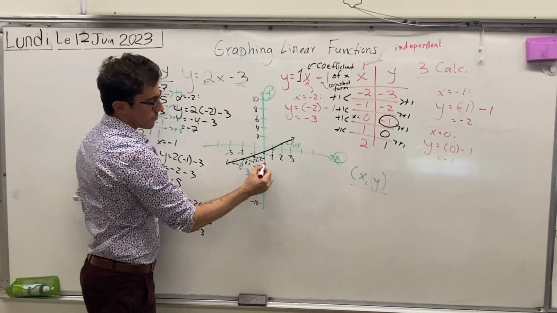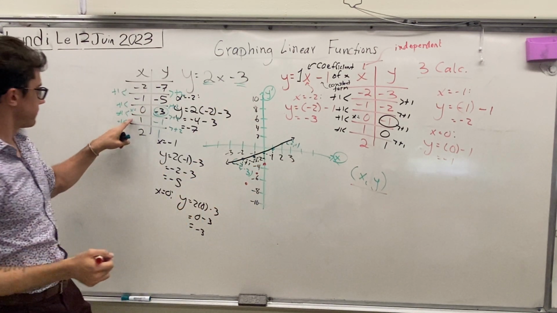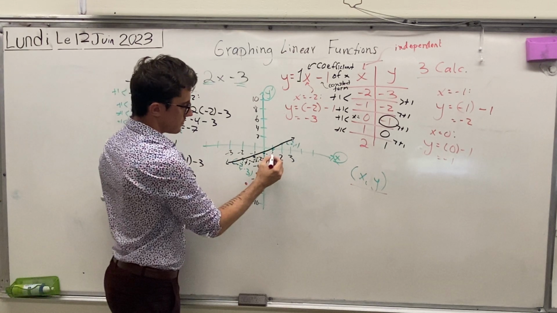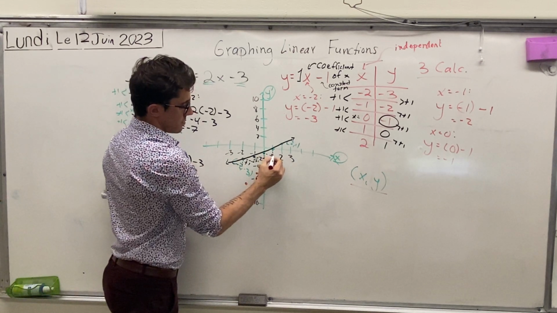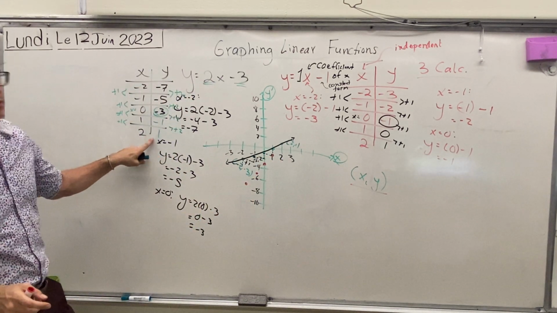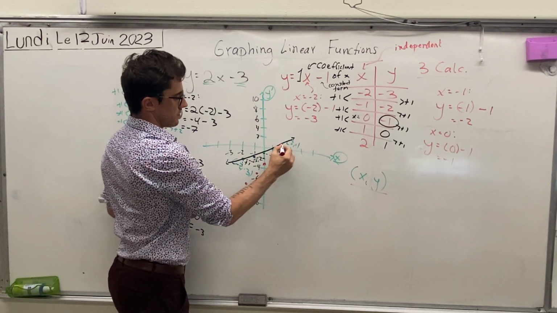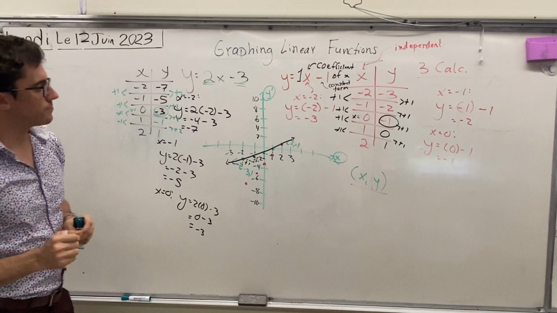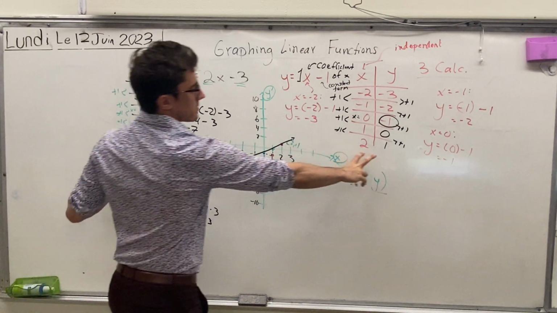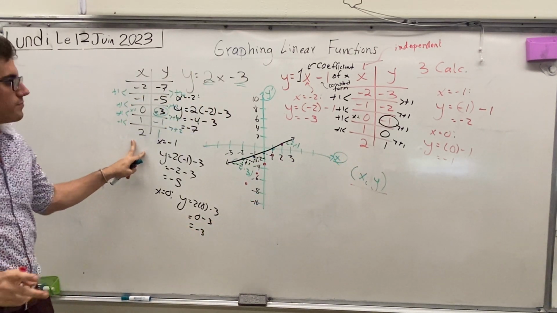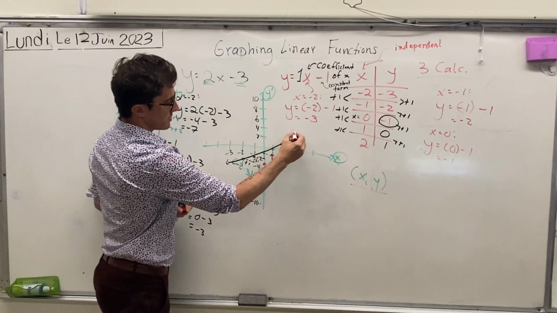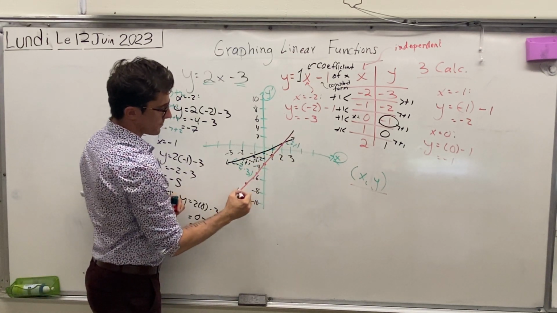So we have a point at 0, -3, then we have 1 and -1, and finally 2 and 1. So 2 and 1 is over here. So our last points are actually identical. And so now we go ahead and graph this line, and we get something like this.